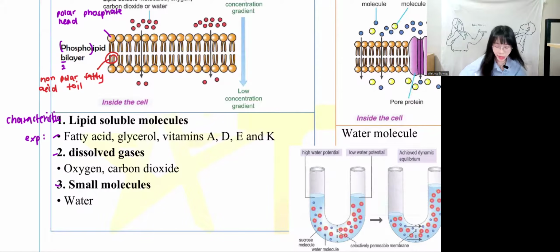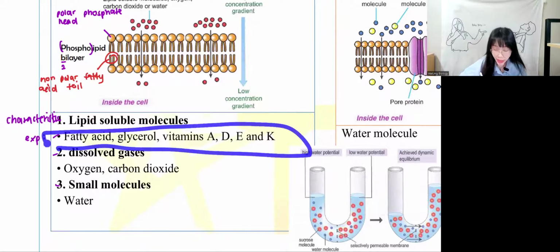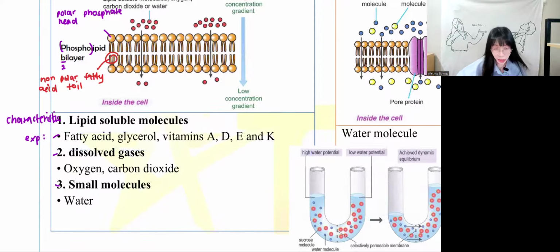So when you write fatty acid, write it with glycerol or vitamin A, D, E, K. Then you can write lipid-soluble substances, right? So don't choose fatty acid and oxygen, because you have no explanation that you can give. You're going to write fatty acid, and you're going to write dissolved gases over here. You have no answer, right? So write them in a pair.